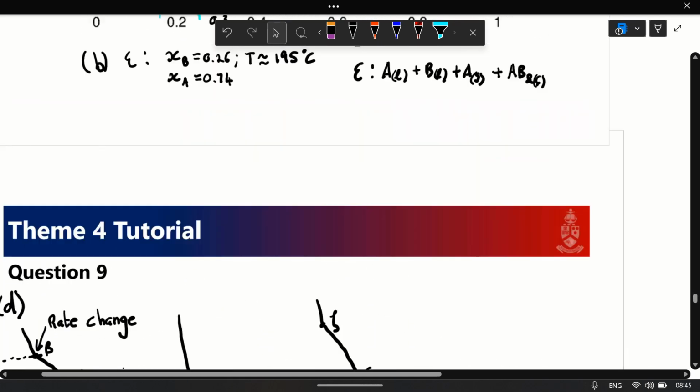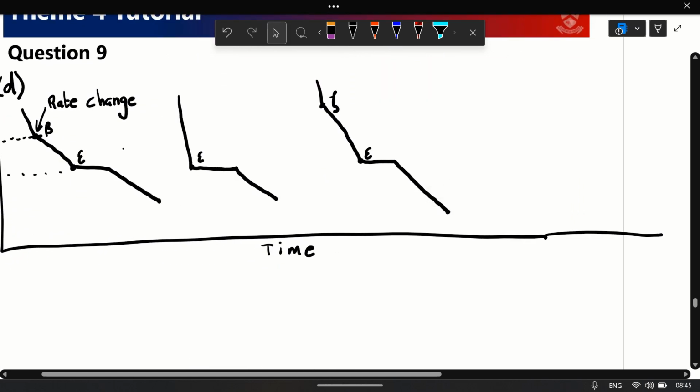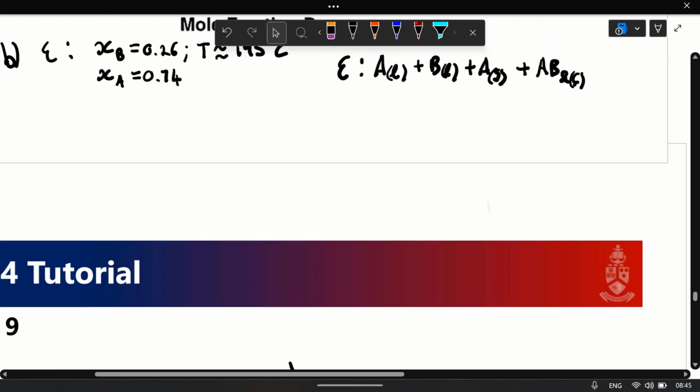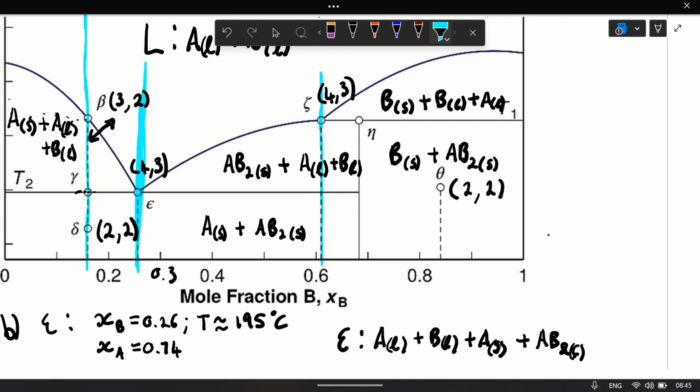Zeta is technically lower than beta, but it's difficult to draw these things completely to scale, so I will understand if you don't draw them completely to scale. I won't crucify you. The basic point is that you understand that once it crosses the liquidus curve, it's going to have a rate change, because we go from pure liquid to liquid plus solid, so there's another phase introduced. And again when we go from the solid plus liquid region to the pure solid region, we have another change in the rate.